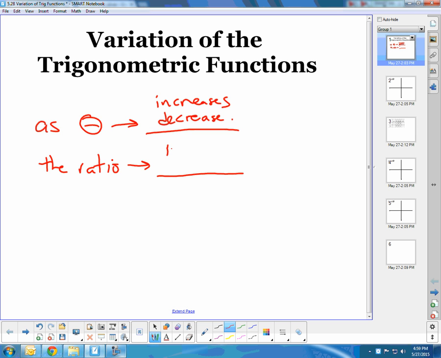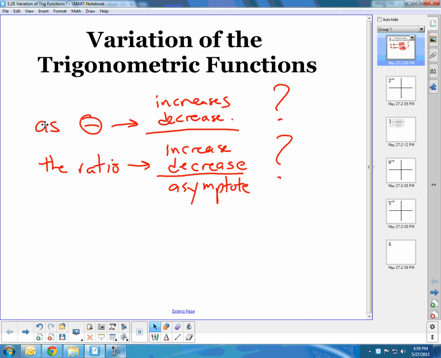Do those ratios increase, decrease? Is there an asymptote? And these are the questions that we're going to answer. So what's the interaction between the input of the function, the angle, and the output of the function, the ratio?